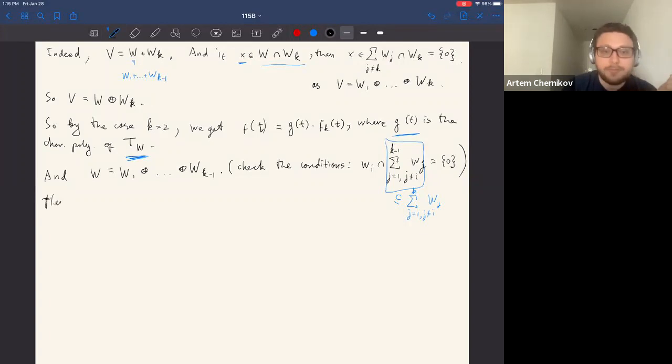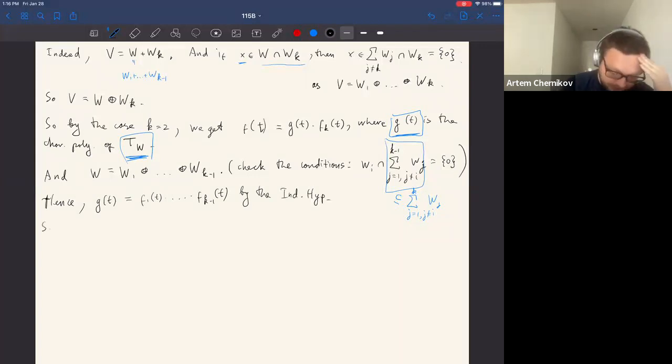Hence, we have that G of T, the characteristic polynomial of T restricted to W, is the product, right? So it's going to be equal to F1 of T times etc. times Fk minus 1 of T, right? By the induction hypothesis.